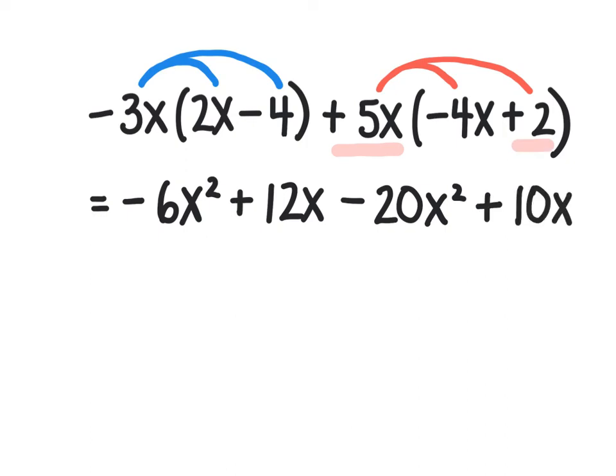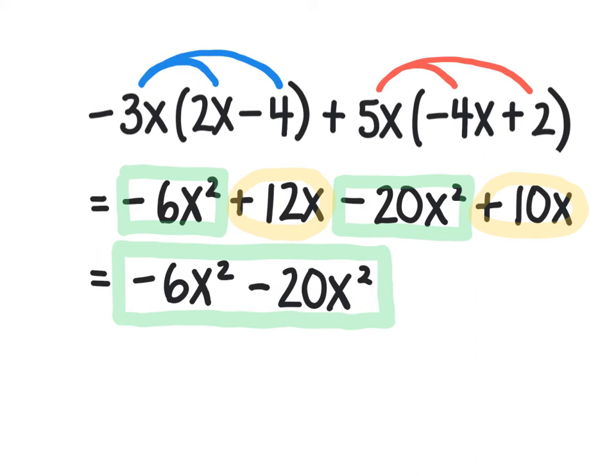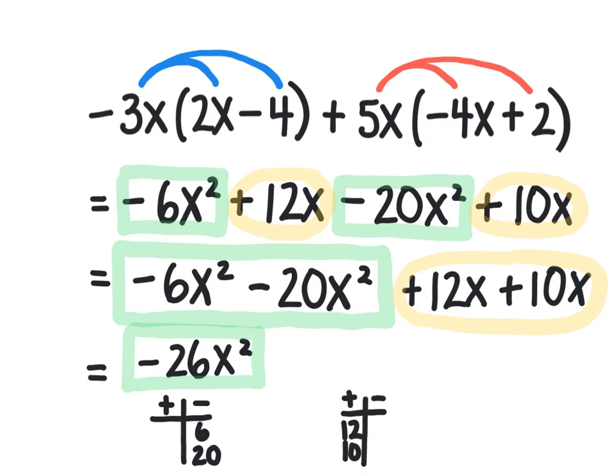positive 10x. At this point, we can see that some collecting of like terms can happen. We can accomplish this by rearranging the terms so that the like terms are beside each other. The negative 6x squared can be placed next to the negative 20x squared, and the positive 12x can be placed next to the positive 10x. When we combine the negative 6x squared and the negative 20x squared, we will get negative 26x squared. When we combine the positive 12x with the positive 10x, we will get positive 22x.